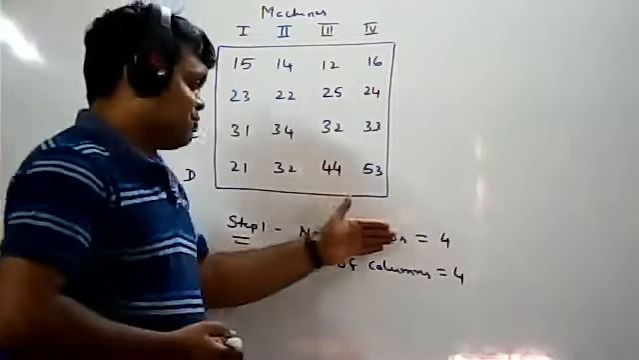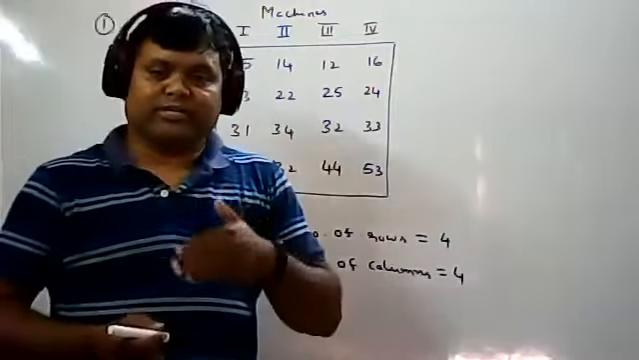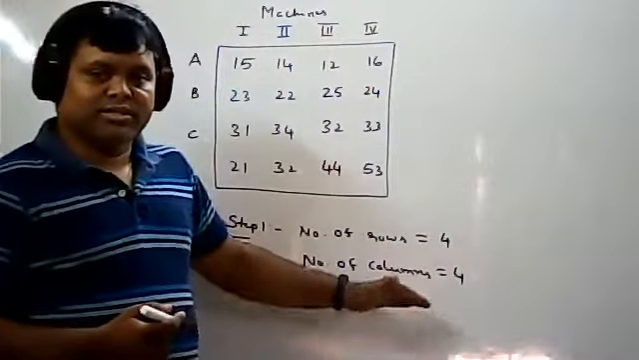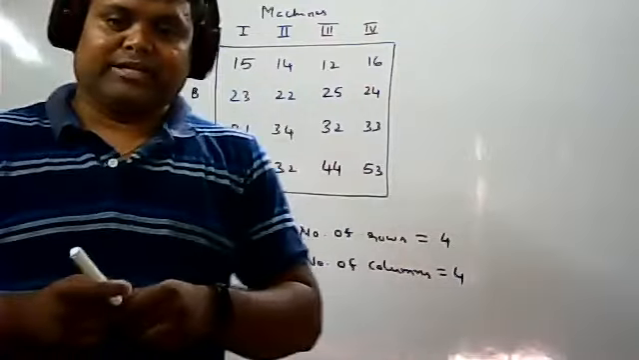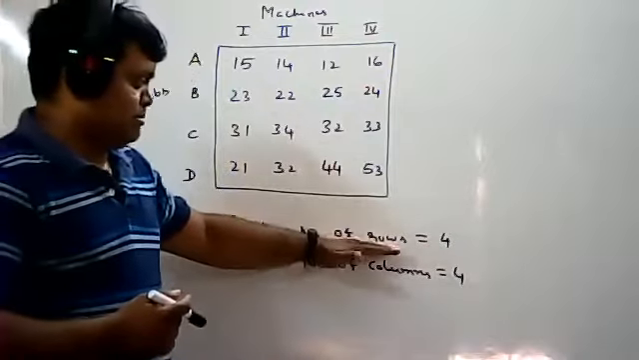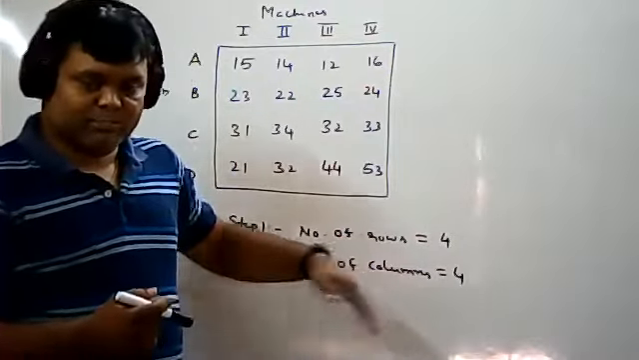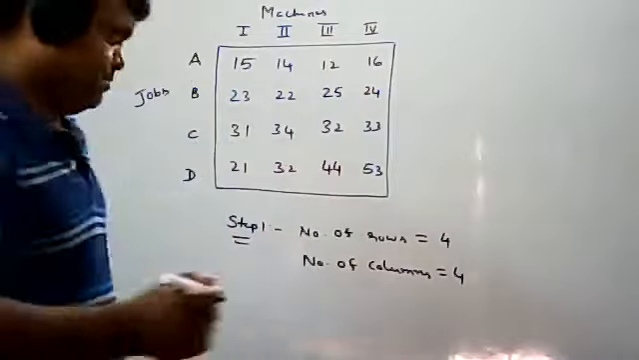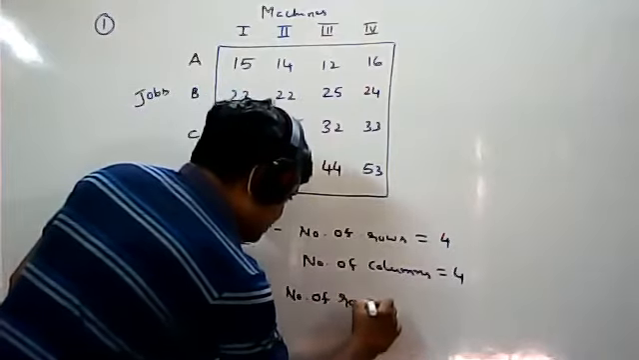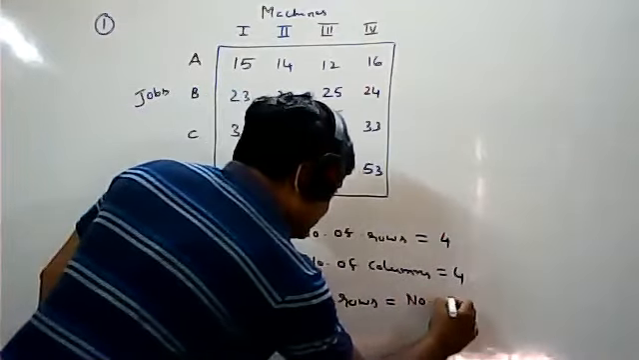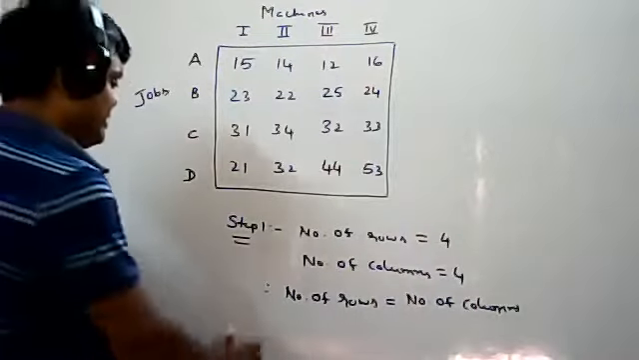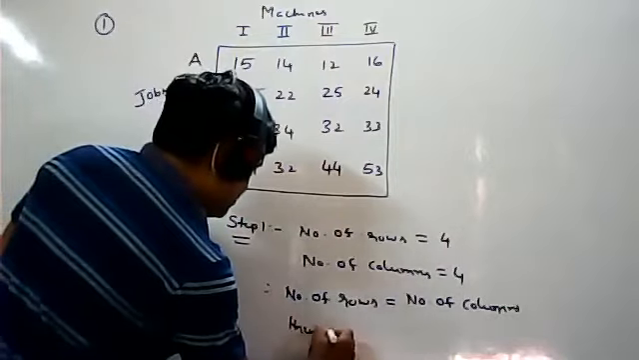In this case, number of rows is equivalent to number of columns, so you can directly go to step number 3. If number of rows is not equal to number of columns, then you have to go to step number 2 and make it equal by introducing a dummy row or dummy column. But in this case, number of rows is equivalent to number of columns, so I can go directly to step number 3.